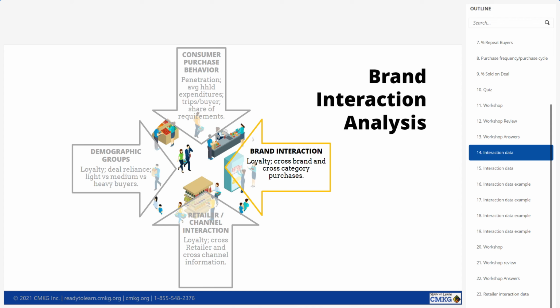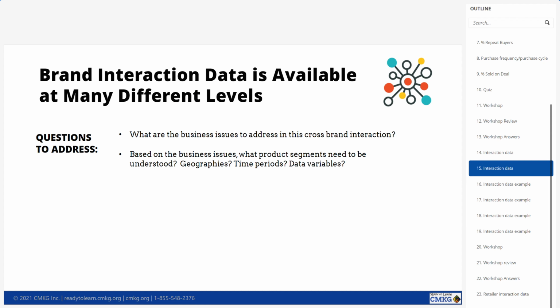The next type of data that's available in consumer panel data is brand interaction data. This data gives an indication as to cross-retailer or channel, brand, segment, and category purchases. This data can help you to truly understand your competition for both retailers and vendors across brands, segments, and categories.